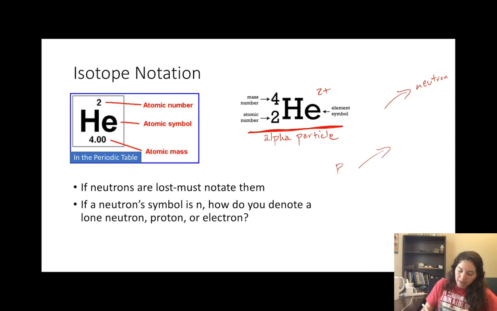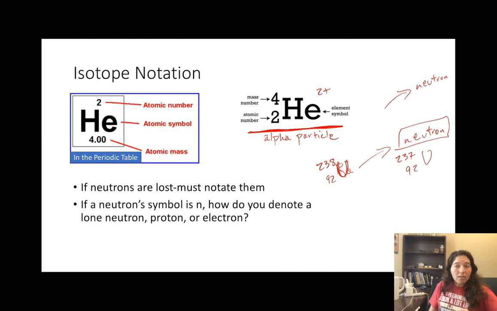You might have, say, our radon, or here, let's look at uranium, because I remember that one. 238, 92. Sometimes just a neutron comes off. And the new chemical that we would make would be U-237, 92. So we need to indicate that this neutron is lost. And it's not necessarily a chemical from the periodic table. So we write these in isotope notation.